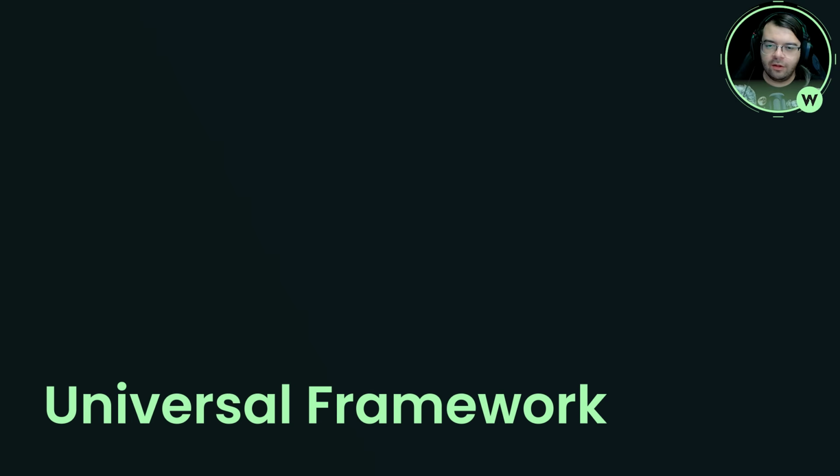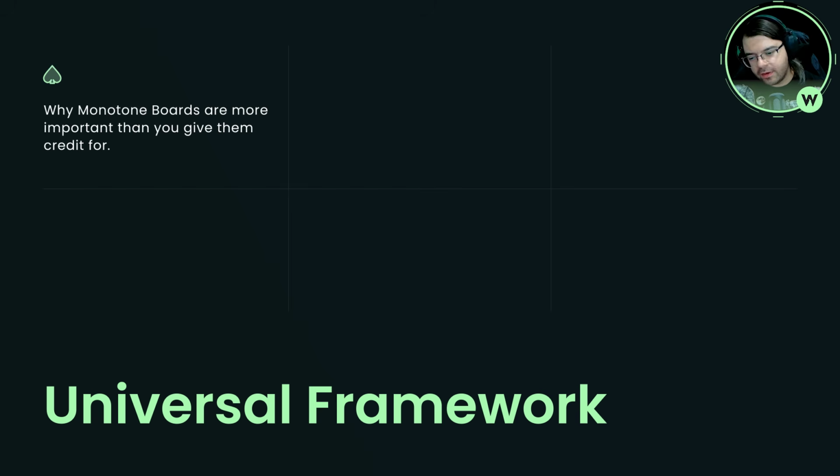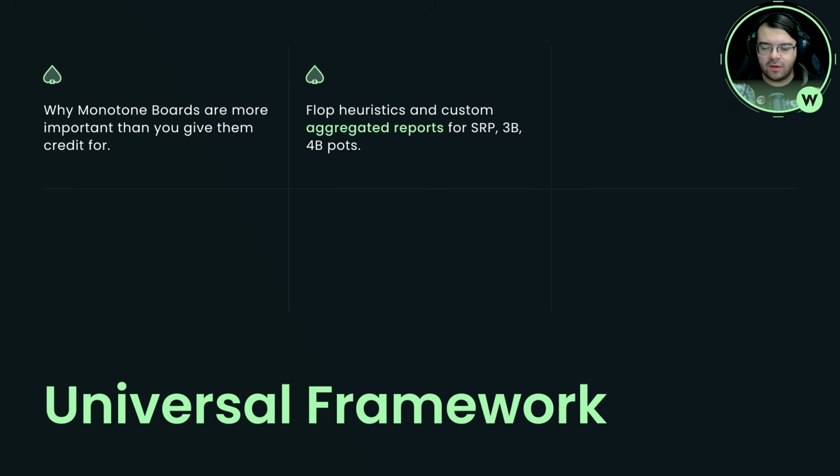So in this video, we're going to learn top to bottom what a universal framework for monotone boards would be. So for example, why they're important, flop heuristics, and how to use custom aggregated reports for SRPs, 3-bet pots, 4-bet pots, maybe some others. How to apply what you've learned from the flop reports directly into your game.